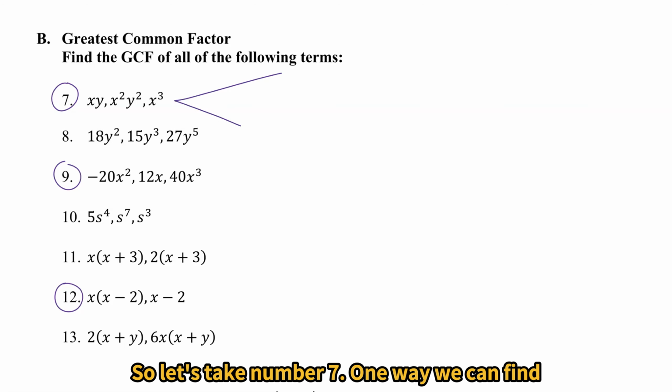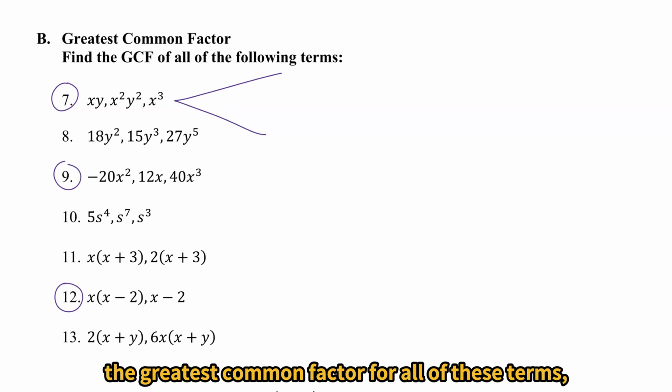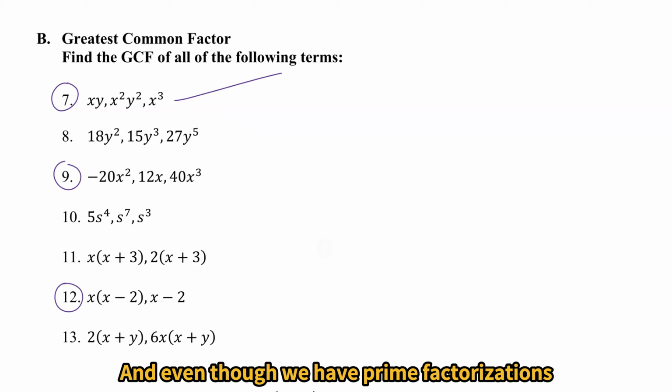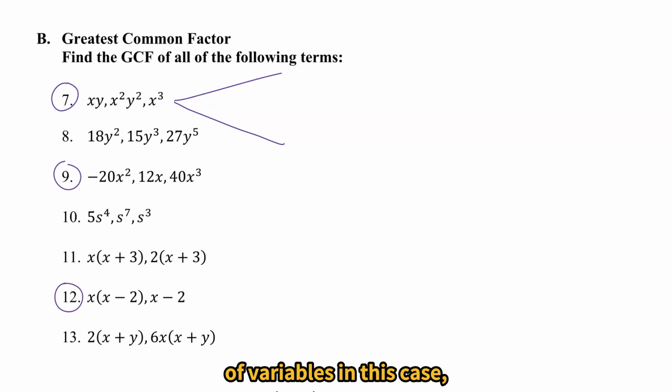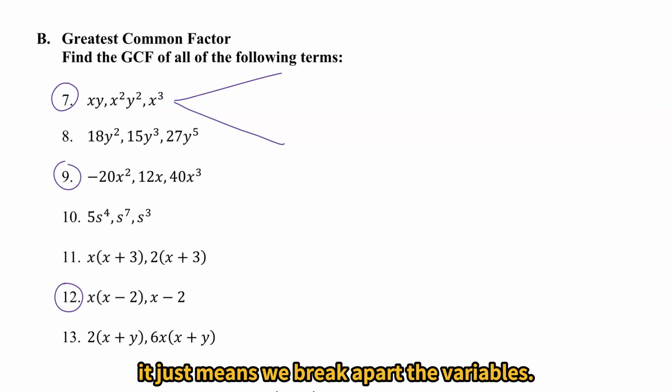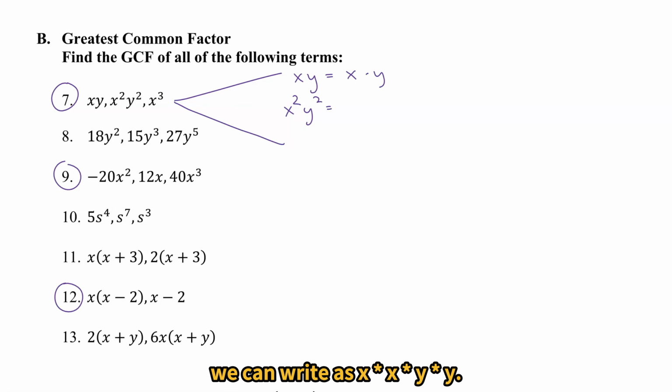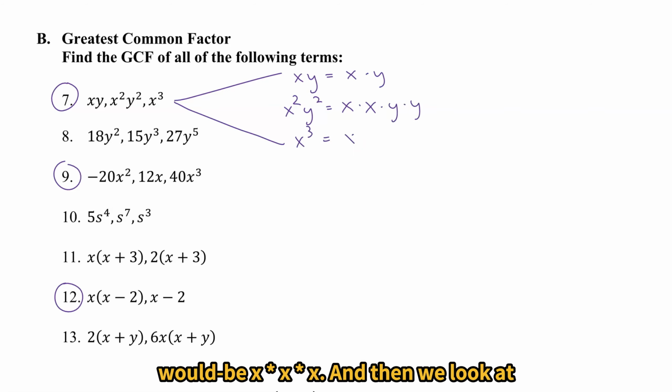One way we can find the greatest common factor for all of these terms is to write out the prime factorization. And even though we have variables in this case, it just means we break apart the variables. So xy is x times y. X squared y squared we can write as x times y times y. And then x cubed would be x times x times x.